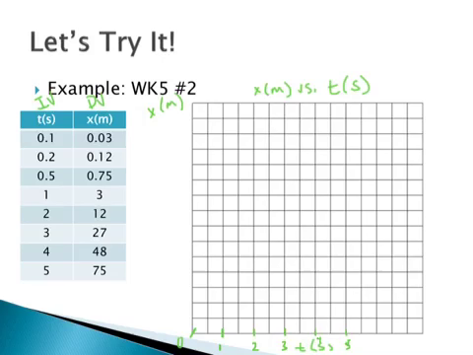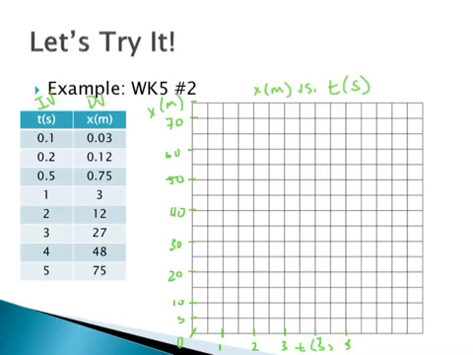Then looking at my dependent variable, I go from 0.03 to 75. So I'm going to choose a scale of 5. Starting at 5, I go 10, 15, I'm going to skip a few now, 20, 30, 40, 50, 60, 70, and then notice my top box there would be 75. Okay, so I chose my scale. I have a constant scale, there are no breaks in the axes.